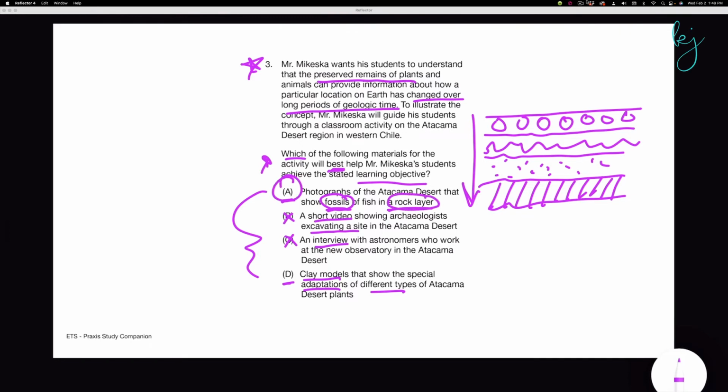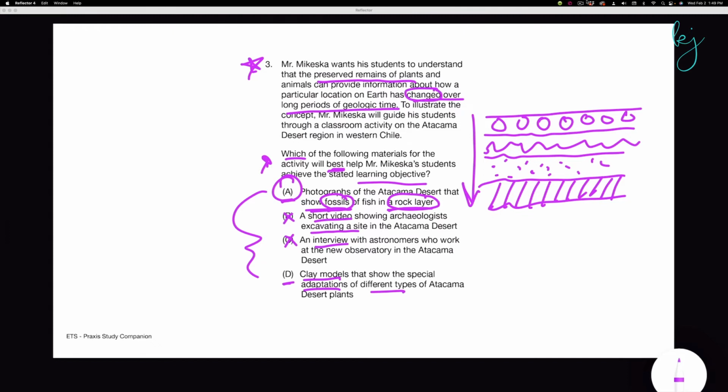A is my answer. Let's discredit D really quickly. Clay models. Well, in this case, we have fossils, the real thing. That's even better than clay models. And you may like the adaptation word, and this is a distractor for you on the exam. They're trying to trick you here because we have changed over time.